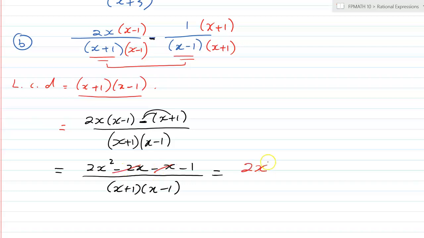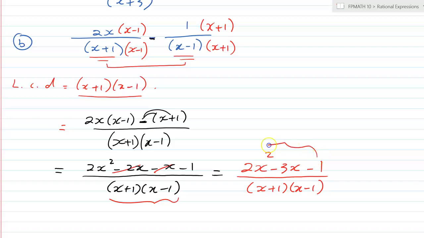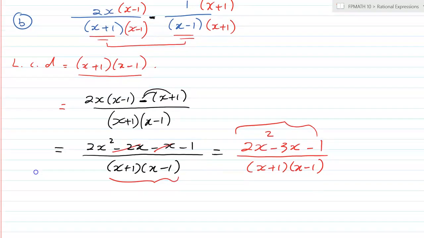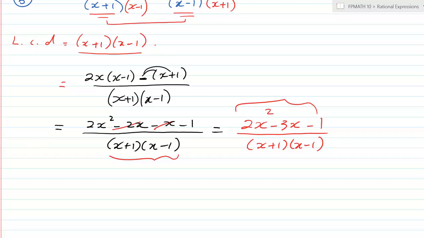So that would be 2x squared minus 2x minus x is minus 3x minus 1 all over x plus 1, x minus 1. Notice that I did not multiply x plus 1, x minus 1 in the denominator. I left it in factor form and let it just be like that. Sometimes you have to leave everything in factor form, including the top right here. But in this case, I'm not too worried about it, because it cannot be factored anyway. So just let it be. Do not multiply through. All right.